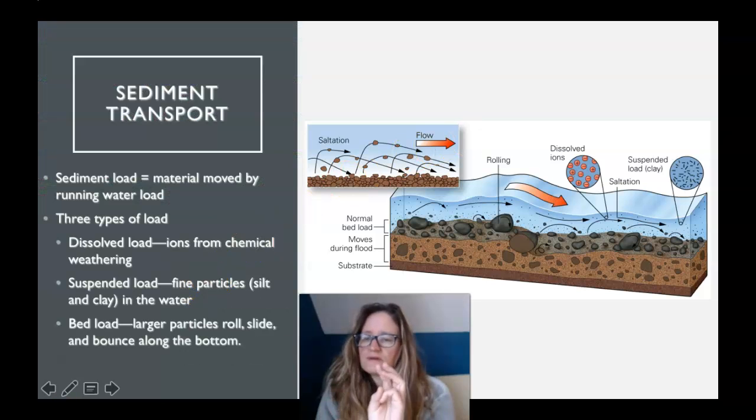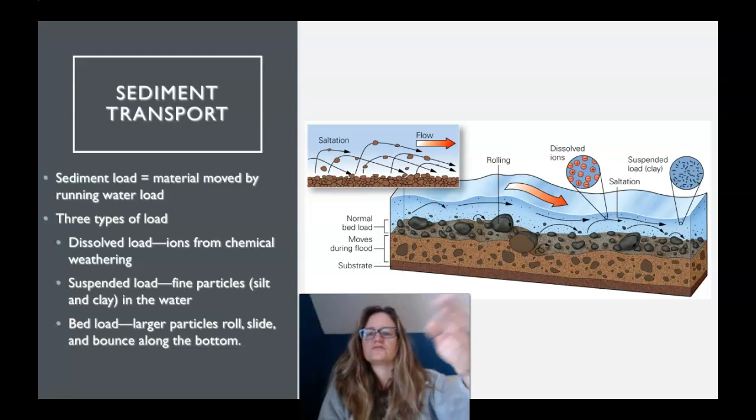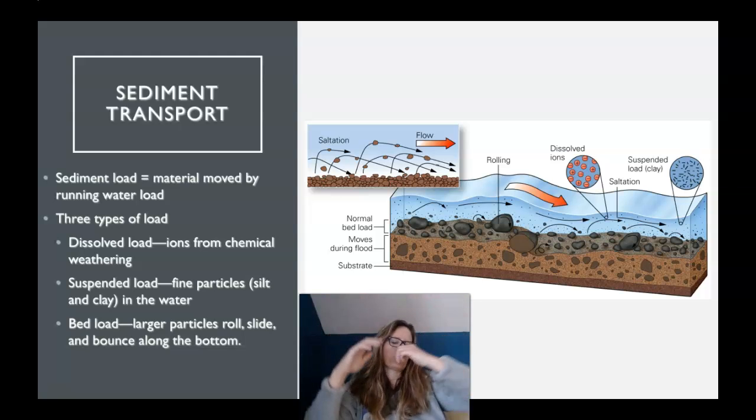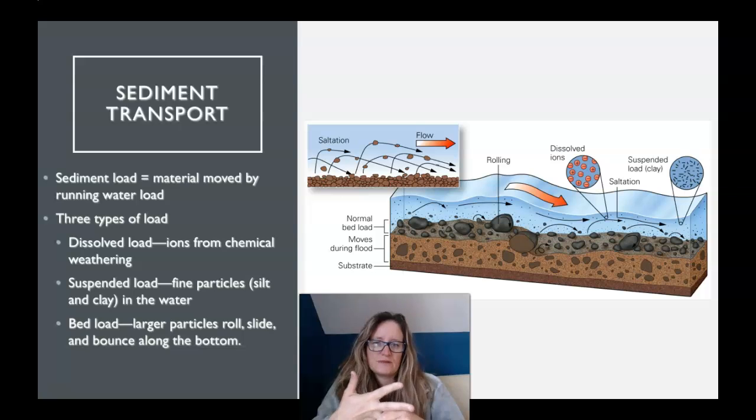Sediment in the stream can be classified as either dissolved load, suspended load, or the bed load. The dissolved load would be ions, so those charged particles that are moving along in the water. The suspended load is going to be a finer grained sediment like a clay that's entrained up in the water column and flowing along. If you look down into a stream, it looks muddy. Those are usually clay fragments, and that's the suspended load.